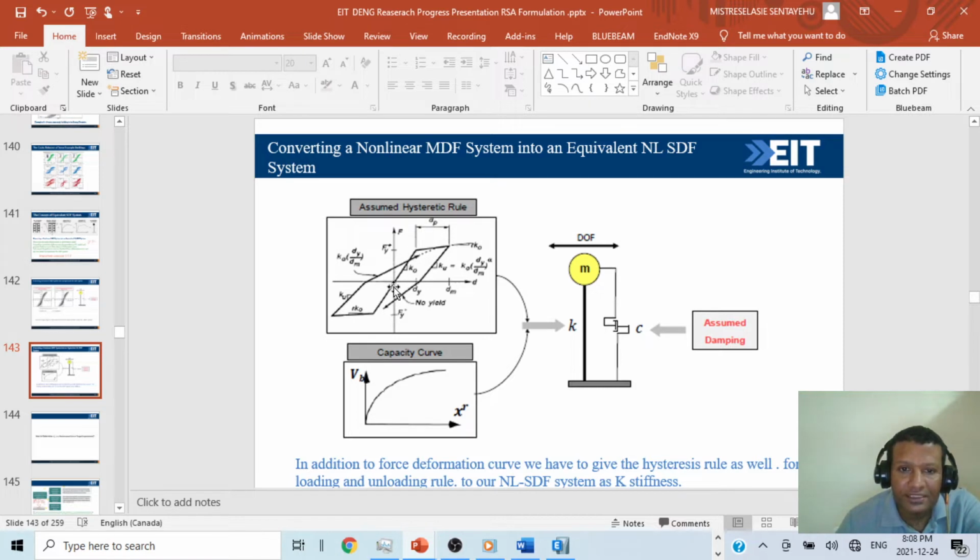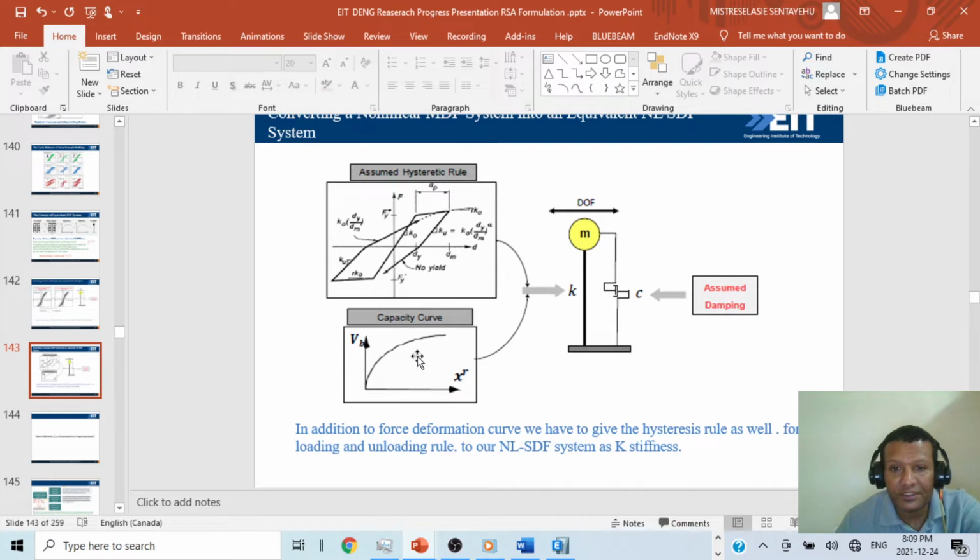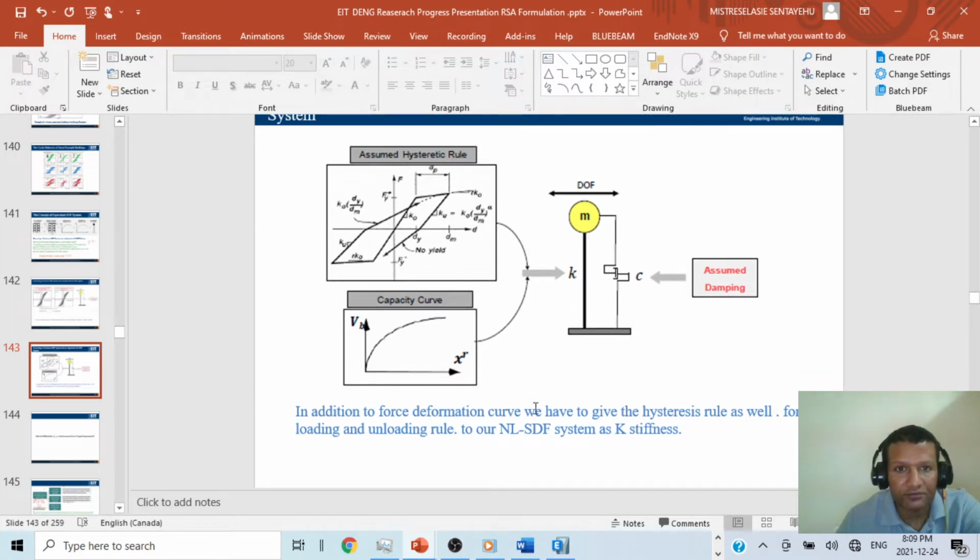When the first one is KD, so when you go down, it will be multiplied with R. What is R? dy over dm here. So there is a rule. We have to assign this hysteresis rule to our force deformation curve, and we will give it as stiffness, and assume damping, then we can find.